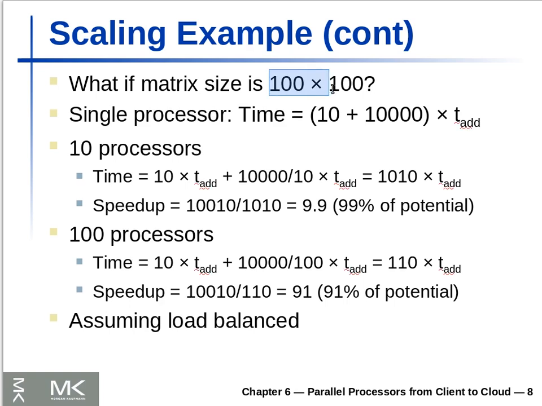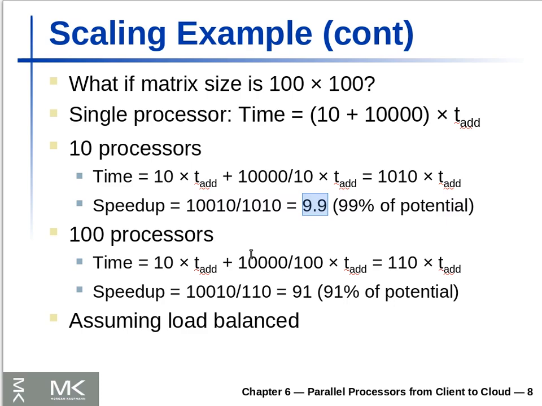But let me show you an example. What if the parallel part was 100 by 100, aka 10,000? Well, let's run through the numbers again. With 10 processors, it's this 5 by 10. Speed up is 9.9, and that's 99% of the potential of 10. So that's a really good speed up, by the way. That's pretty solid. If I ever got 9.9, I'd be pretty happy.